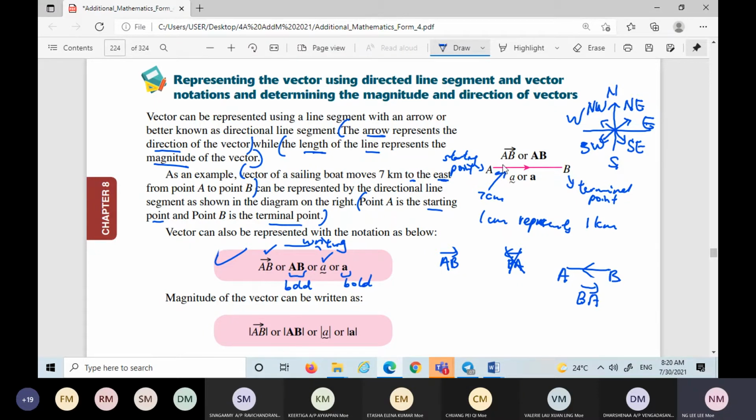Sometimes they will label the whole vector with a small letter, like in this case, they label it with a. So you write the a with a small curve at the bottom, which shows this is a vector. So there are two ways of writing a vector notation.